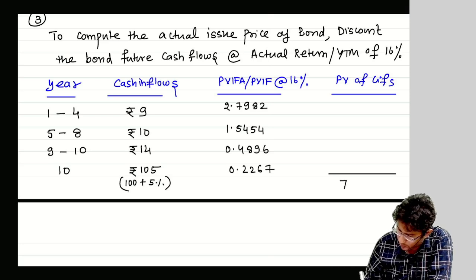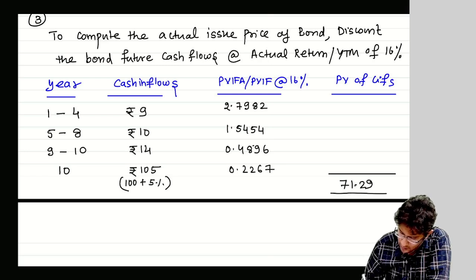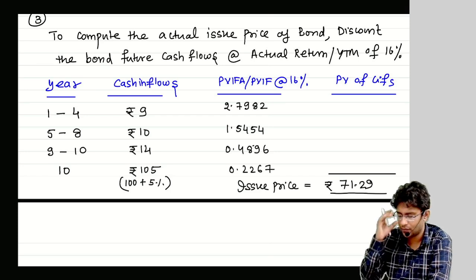Well, sir, 71.26, sir. 2, 9 you got? Okay, wait. It's okay, don't fight for it, leave it.